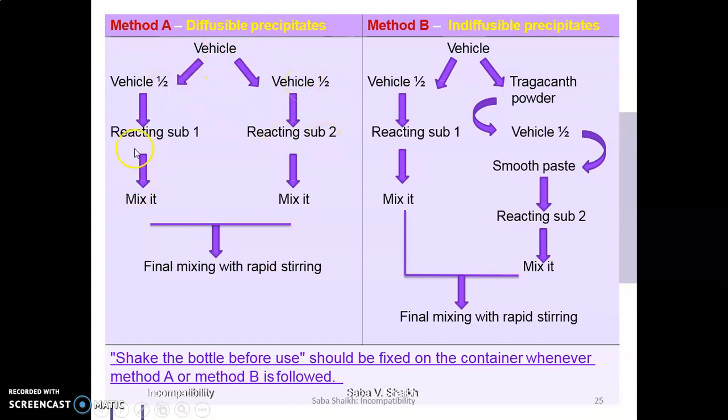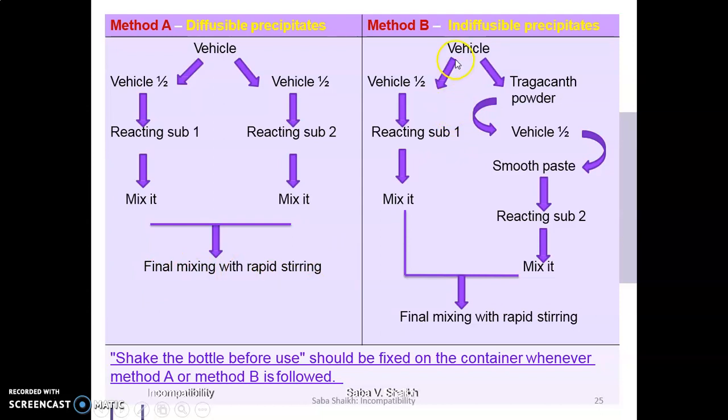In one beaker, you add reacting substance 1 and mix it thoroughly. In another beaker, you add vehicle and reacting substance 2, mix it thoroughly, and then you can mix these two together, with final mixing under rapid stirring.